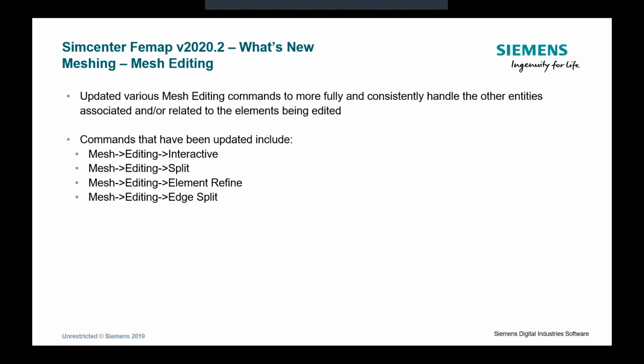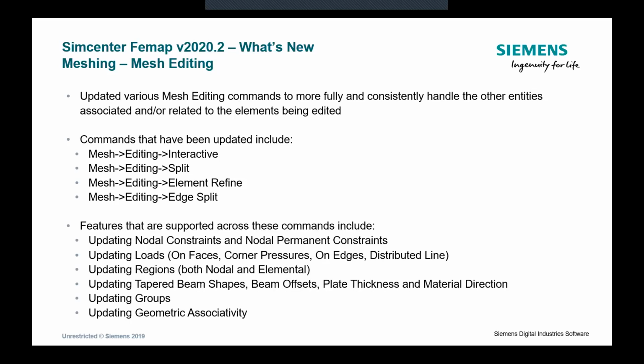Now the thing is that the way these commands handled these items, updating nodal constraints and nodal permanent constraints, updating loads, updating regions, updating tapered beam shapes, beam offsets, plate thickness, material direction, etc., groups, any geometric associativity, all these commands were completely different from one another because they were all coded at different times. So basically what we did in 2020.2 was make all of these commands work the same when it comes to these items down at the bottom.